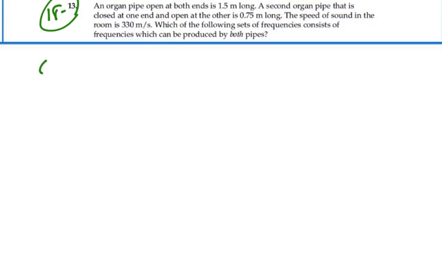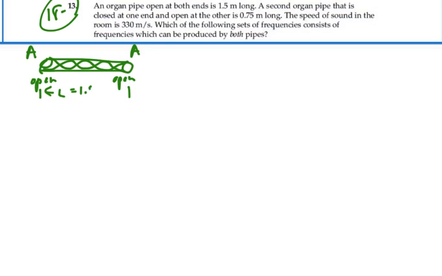Let's take a look at the first situation. We've got an open end pipe. So the standing waves are constrained to have an antinode at either open end, and maybe some nodes in between, but ultimately we are going to have standing waves such that we have maximum amplitude at either end. The length of this pipe is 1.5 meters.